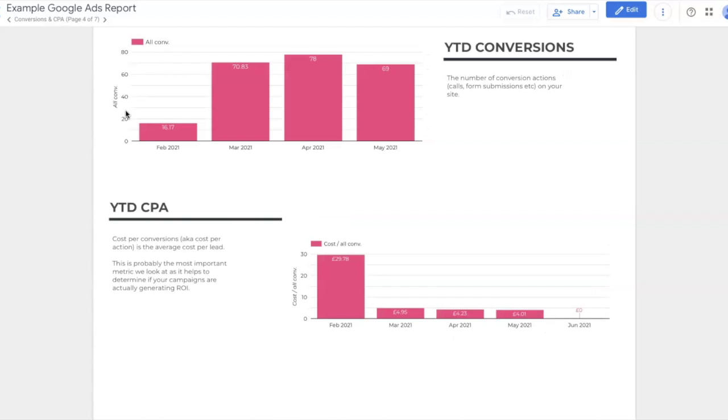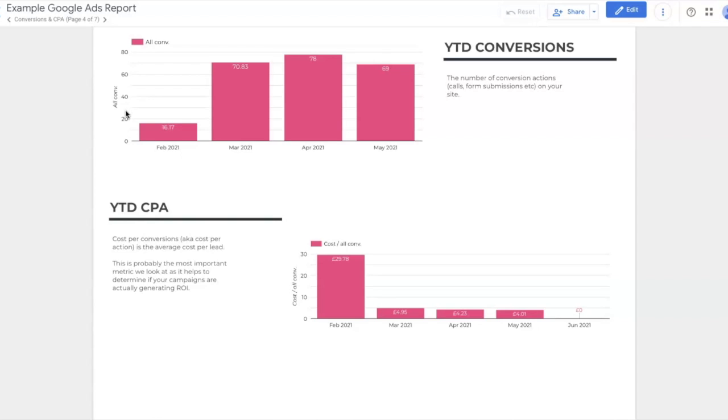Next page of your report showcases conversions versus cost per conversion. This is probably the most important page of the report because this is what you can utilize to determine whether you think your Google Ads campaign is generating a good return on investment for you. So your conversions are the number of conversion actions that have occurred as a direct result of your ads. This data is ads data only, does not include conversions from organic, social, direct traffic, referral traffic. It's purely Google Ads conversions only.